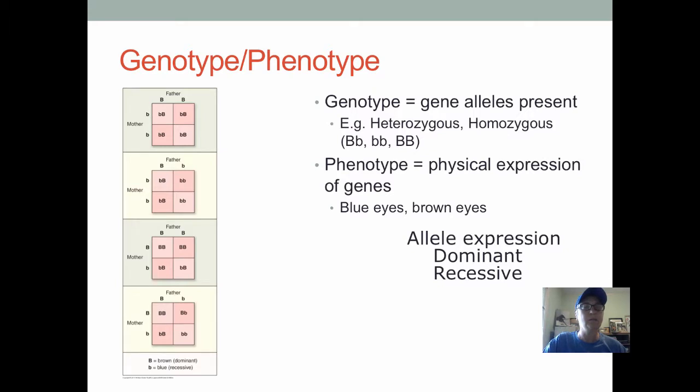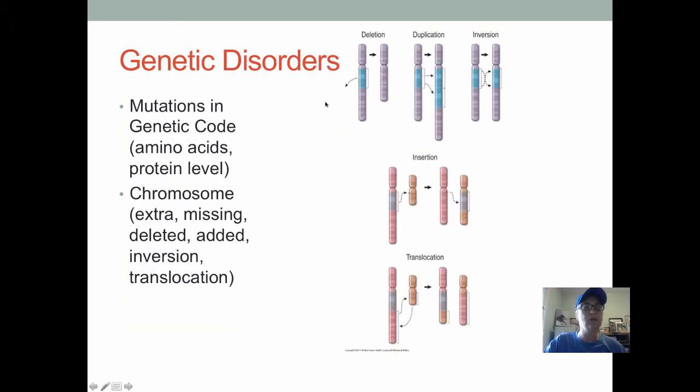All right, quickly, some genetic disorders. There's basically two ways that we'll look at. You can have a genetic disorder where you have a mutation in the genetic code.